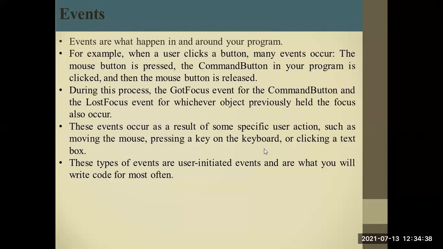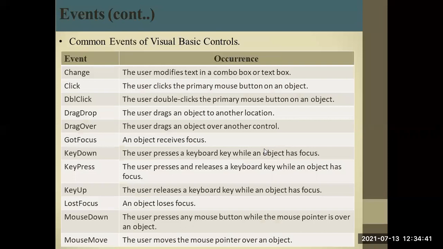Now these are some of the common properties, and next are certain events which are very common to most of the controls, or we can say the common events for the different basic controls. Different controls may have different types of events, but most of the controls have some events in common.